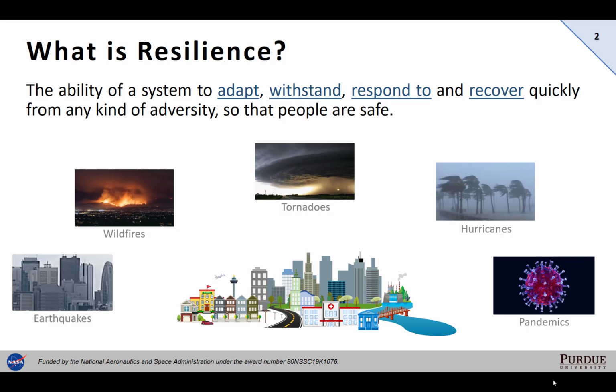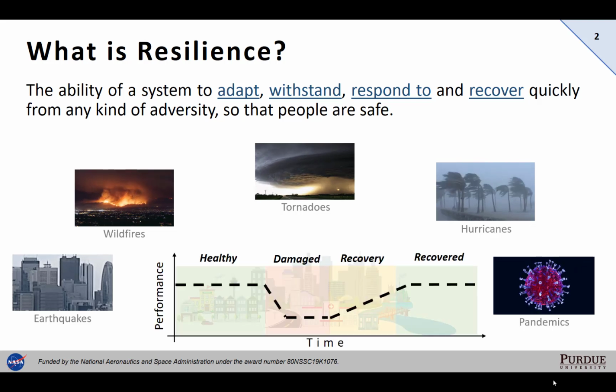We expect communities to have a level of performance that is acceptable or optimal, what we can define as a healthy state. But whenever we have a natural hazard or pandemic or any kind of adversity that hits our community, we enter into a damaged state, one that we must recover from. The ability to go from a damaged to a recovered state, how we bounce back, that is the process of resilience.